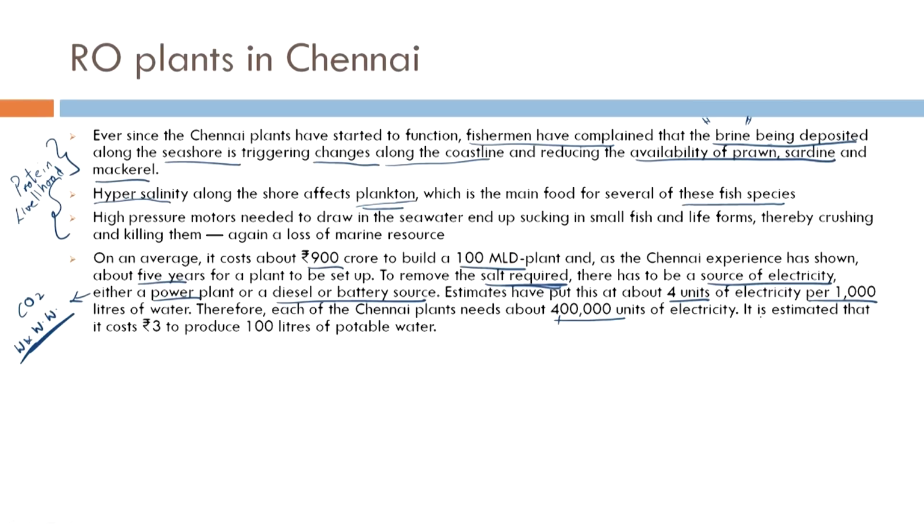So it is just the cost for electricity itself, or I should have been clearer when I got the data from the article. It is around ₹3 to produce 100 liters of water, which for such a large scale plant is not really sustainable in the long term, let us see.